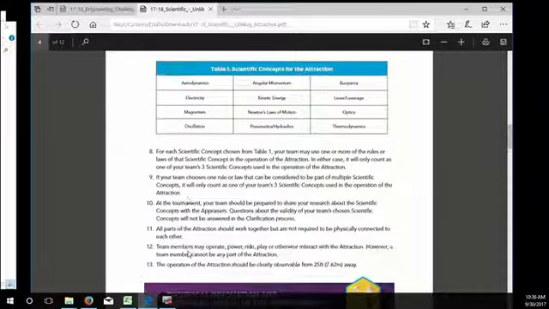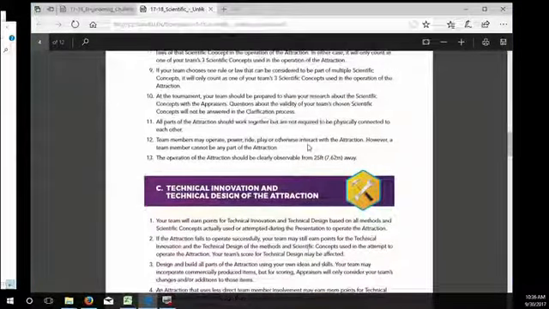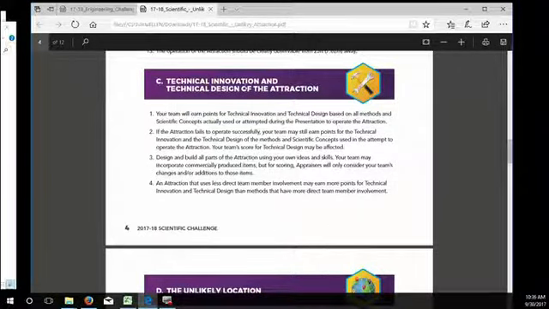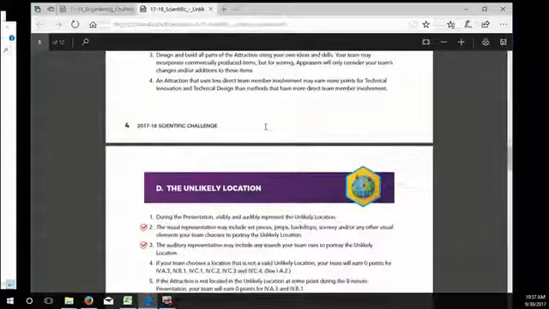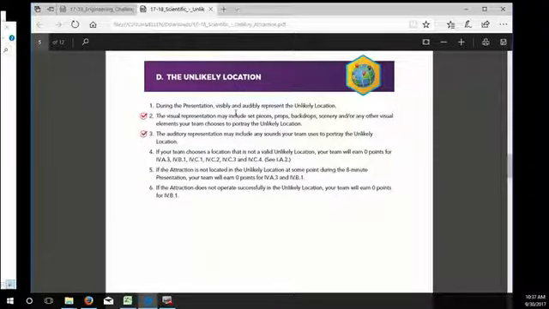There is a technical element required, and they have to pick the technical scientific concept from this chart. Then anytime there is a technical element in a challenge, you'll have a technical innovation and technical design of the attraction. You'll have something like this in all of those challenges that explains what they mean by technical innovation and technical design. Then there's an explanation of the unlikely location, and there will be some rules about that.